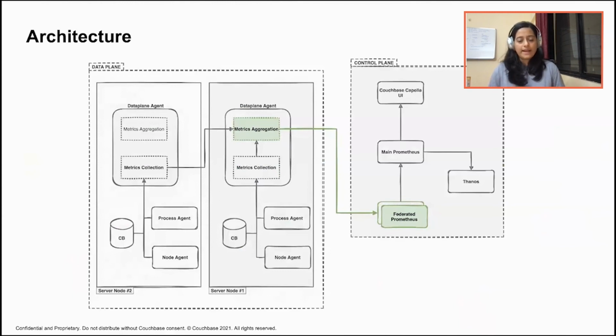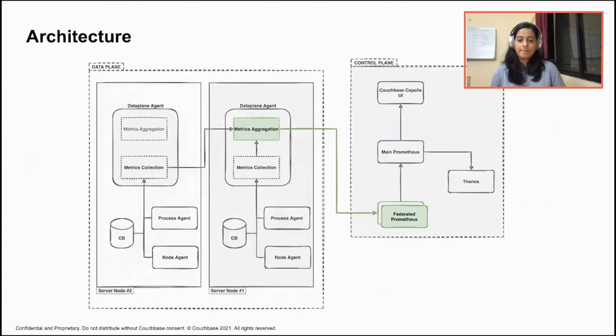So when on the Couchbase Capella UI, we click to display the graphs, the federated Prometheus instance schedules a scrape of the metrics for your Couchbase cluster. So when it schedules the scrape, that is when the metrics aggregation logic gets executed, and it emits metrics on a particular HTTP endpoint, which is scraped by the federated Prometheus.